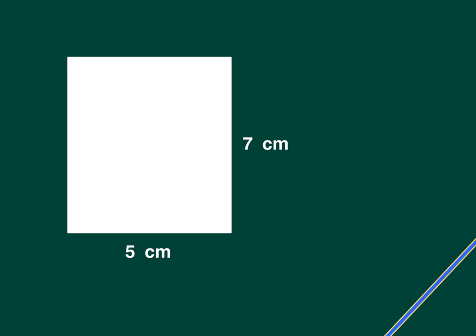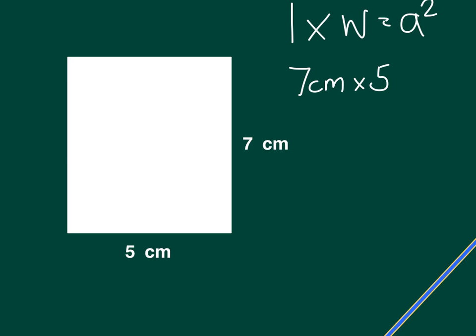Most of us by now are pretty comfortable finding the area of a rectangle. We know that the area of a rectangle is length times width, and that equals our area, squared units of course. And if we wanted to find the area of this rectangle right here, we would simply do 7 centimeters multiplied by 5 centimeters, and that would equal 35 centimeters squared. Okay, easy, right? Now I'm going to throw a bit of a monkey wrench into the situation.